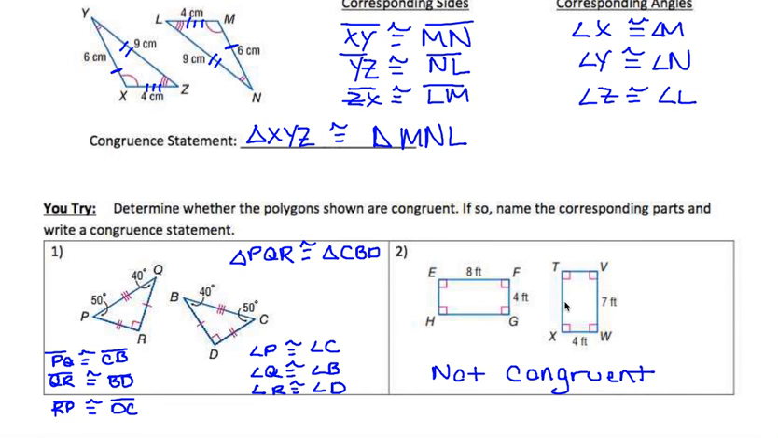Okay, now for number 2, they're not congruent. And you can tell that they're not congruent because if you look at the measurements, we have an 8 and a 4, and then a 4 and a 7. 8 and 7 do not match, so they're not congruent to each other. So all you have to write is not congruent for that one.